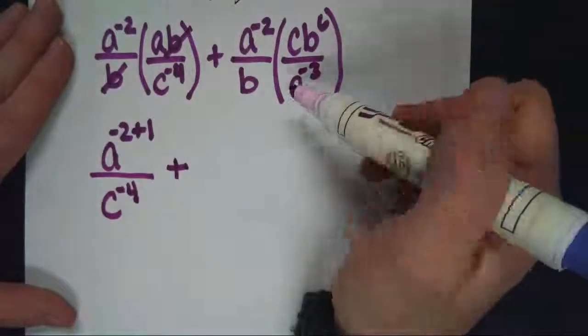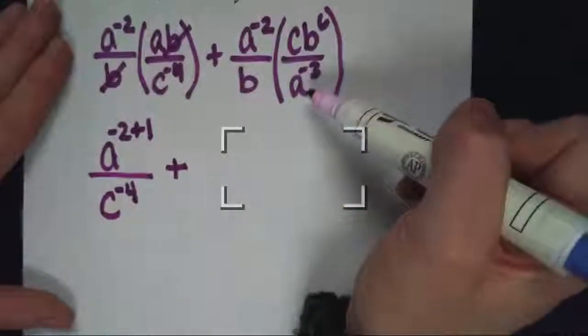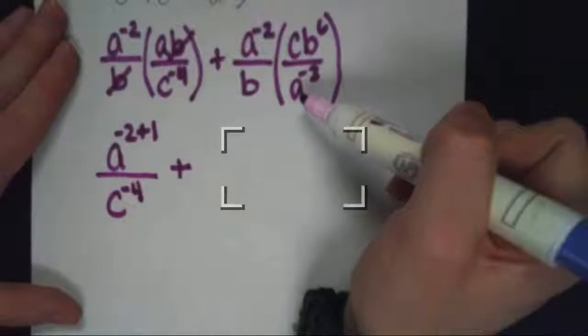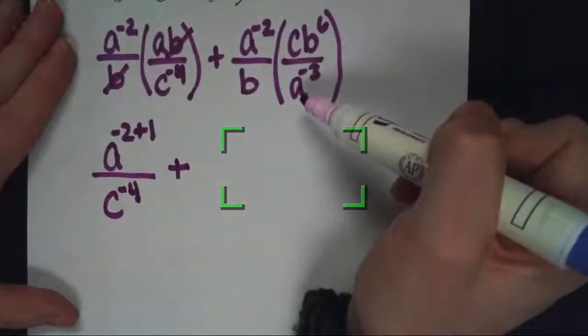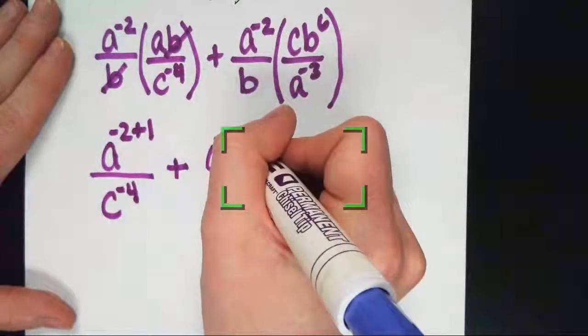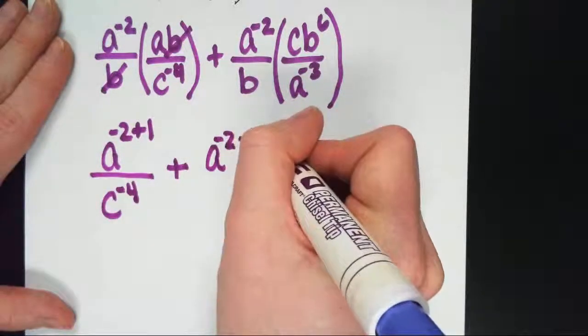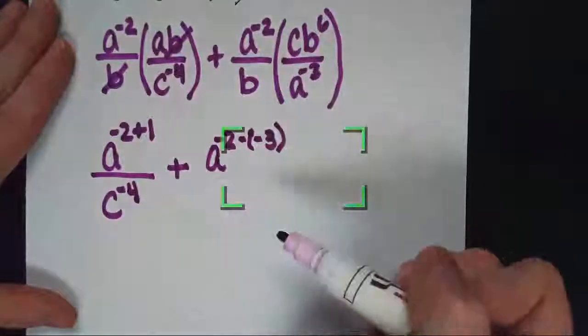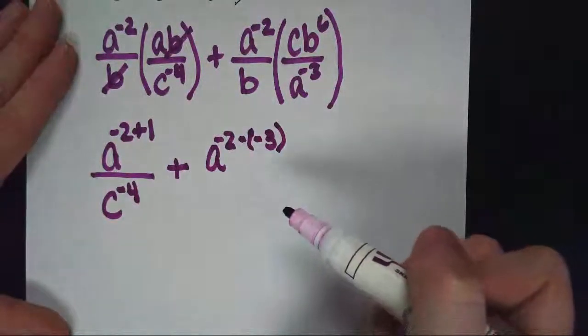Plus, and then in my second term, I have a to the negative 2nd divided by a to the negative 3rd. So since they're on opposite sides of the fraction bar, I'm going to subtract my exponents and bring them to the top. So I have a to the negative 2 minus negative 3.